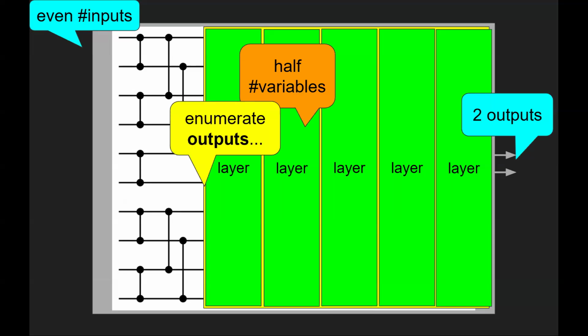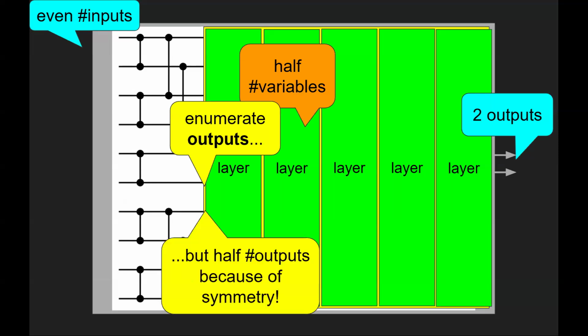But also, I'm going to enumerate the outputs that come out of the prefix, but I only need half of those outputs. Why? Because if one output is there, its mirror with the zeros and ones flipped will have the same effect on the layer as if I hadn't reversed it. So for every output, there's a mirror, and flipping bits will have the same effect on the other layers because it's a symmetric network. So I only have to have half the constraints.